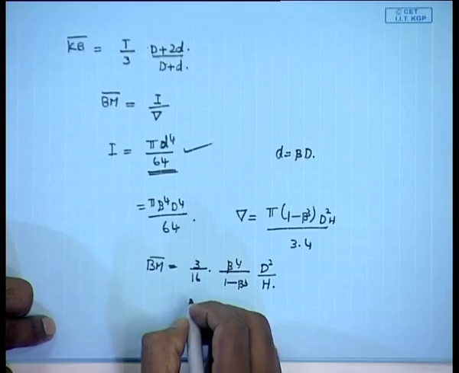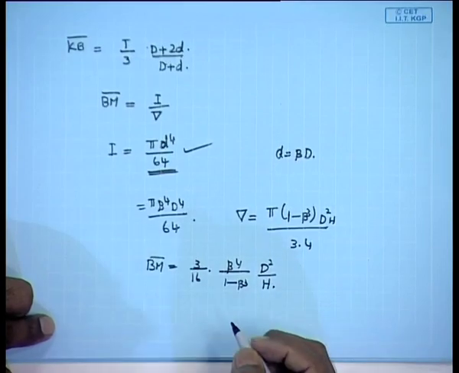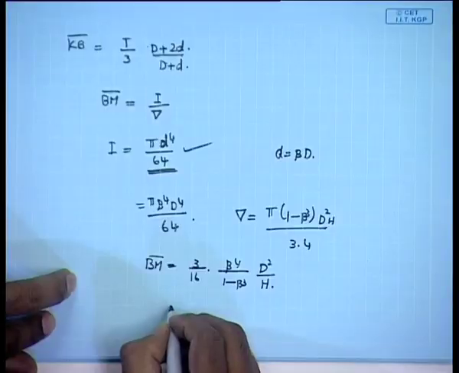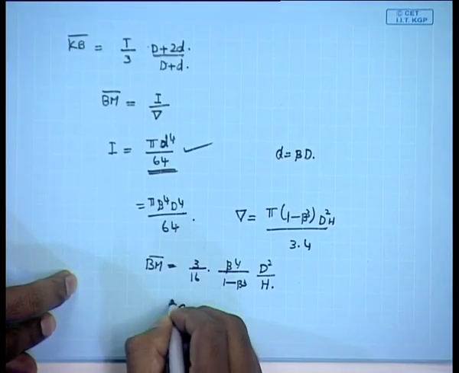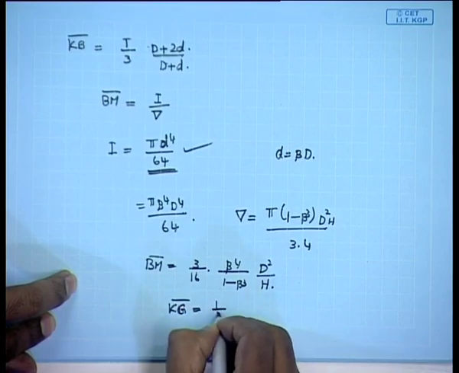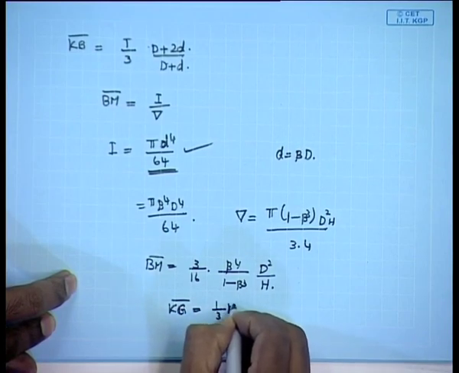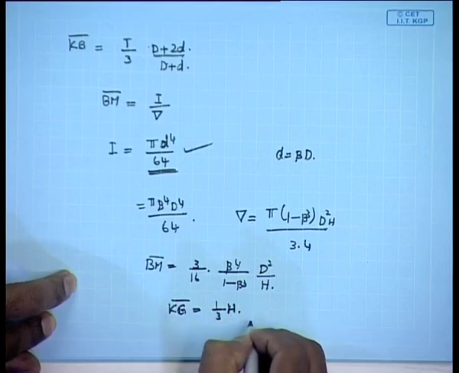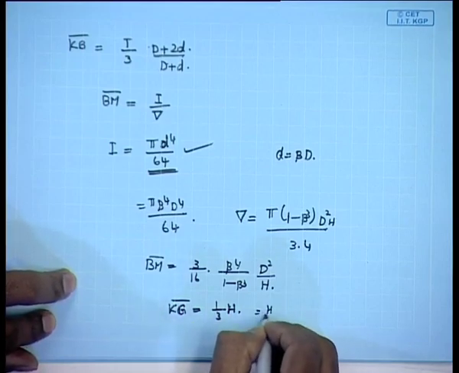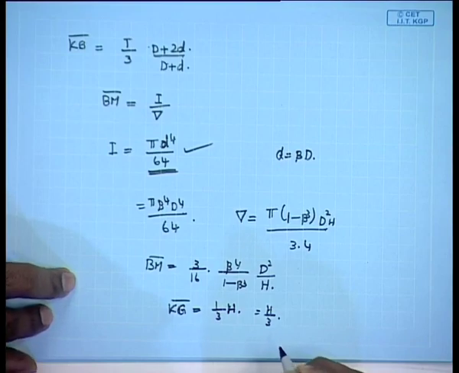Now the center of gravity of the cone, as we know, is the center of gravity of the triangle, this whole triangle, and the center of gravity of a triangle is 1 by 3 from the base, 1 by 3 of the height from the base, or 2 by 3 of the height from the top. So therefore KG is equal to 1 by 3 of h, or h by 3. So this is the center of gravity.